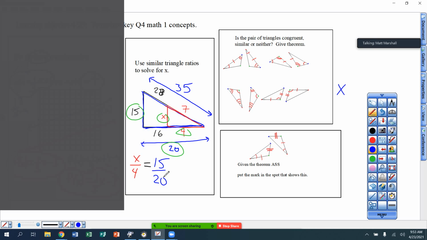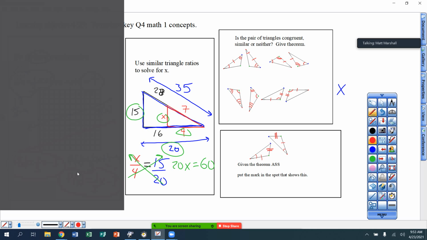All right, and then you got to go above and beyond. You got to cross multiply. This way gives me 20x. This way gives me 4 times 15, 60. Do that first. Crisscross multiply first. And then stop. There's my equation right there.